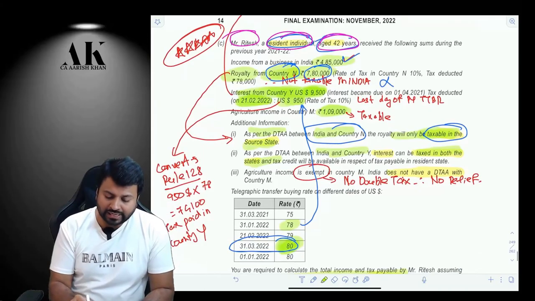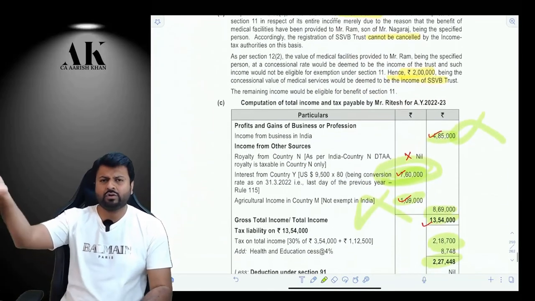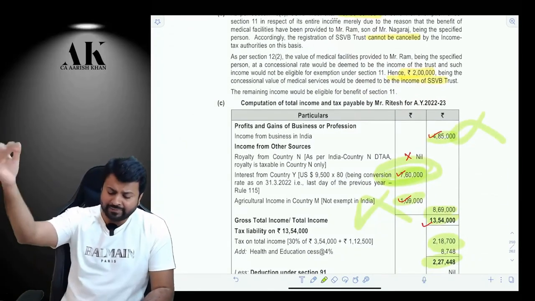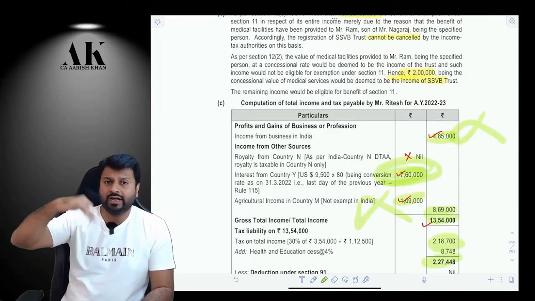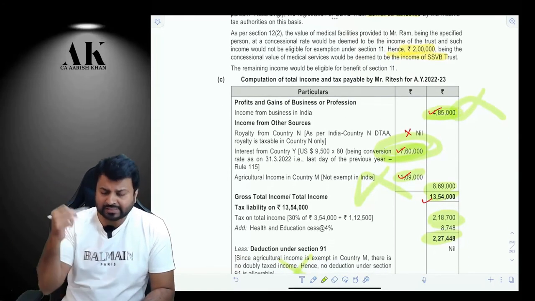Okay. Once we do that, agriculture income in country M will be taxable in India, and in country M, it is exempt. Not in India. In country M, it is exempt. Now, therefore, 4,85,000 rupees is the business income.